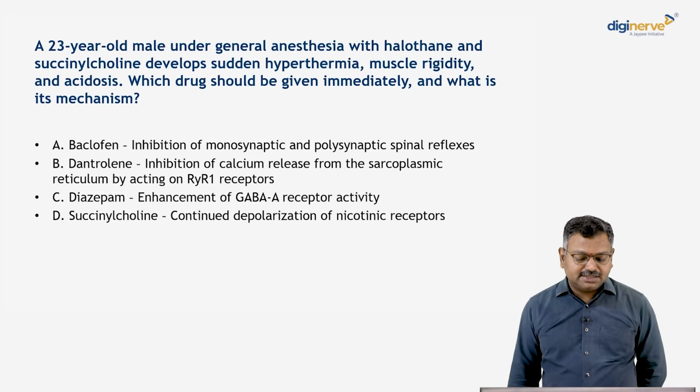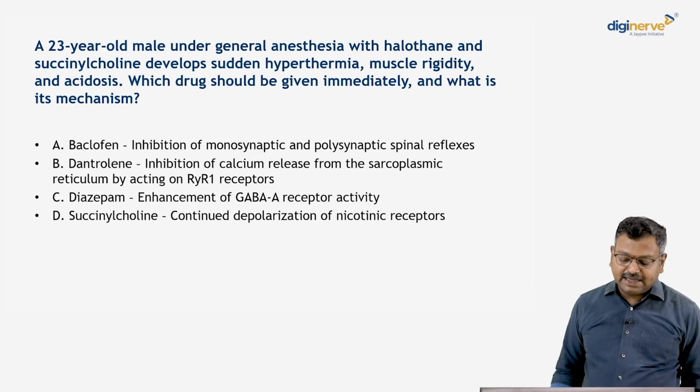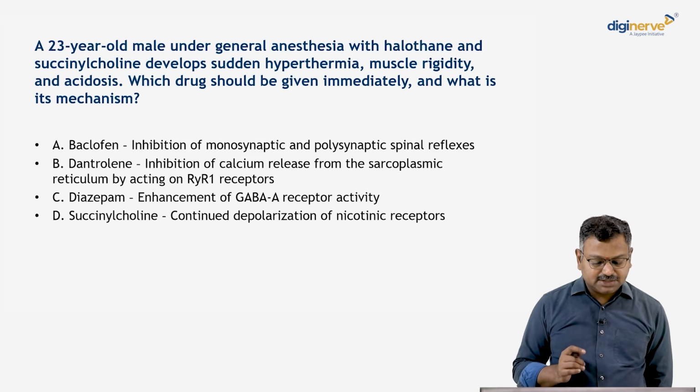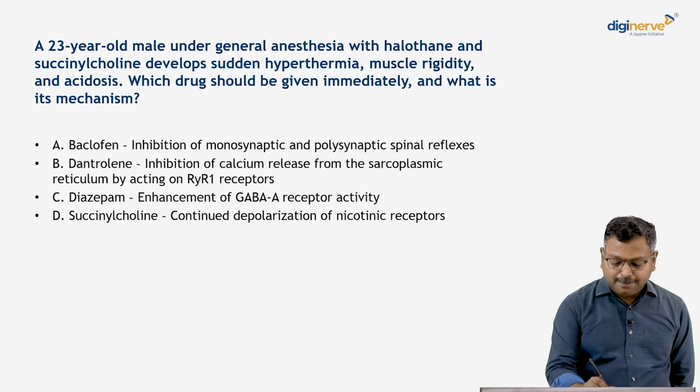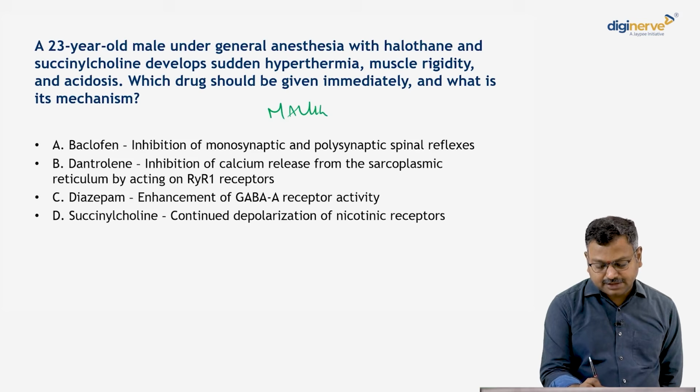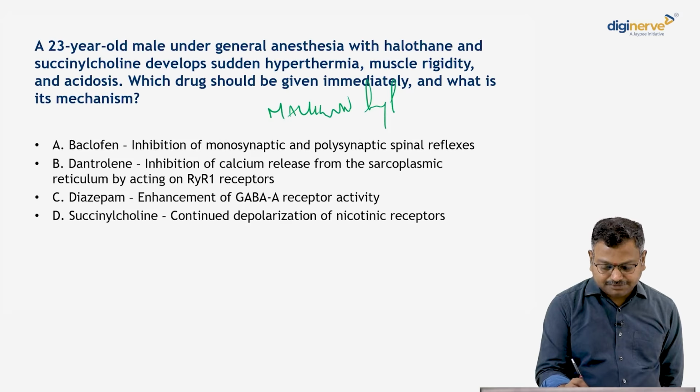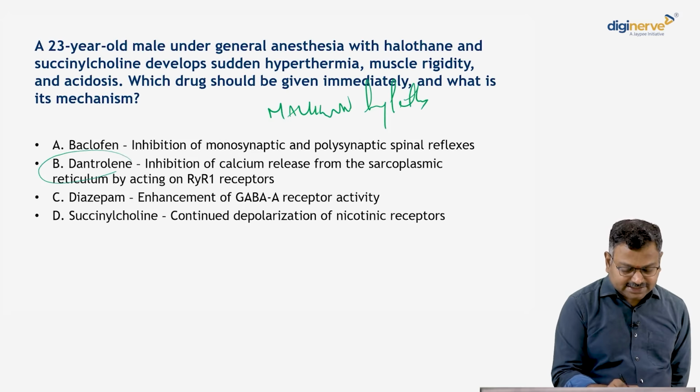A 25-year-old under general anesthesia with halothane develops sudden hyperthermia, muscle rigidity and acidosis. Which drug has to be given? So remember, the diagnosis here is malignant hyperthermia, and the drug of choice for that is dantrolene.